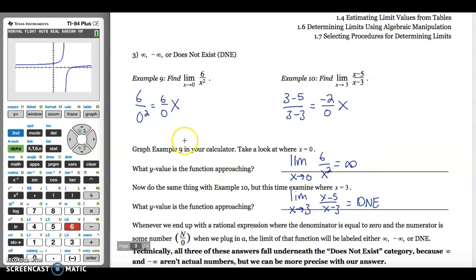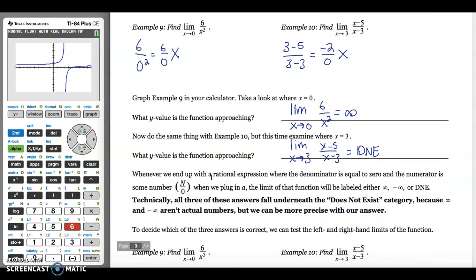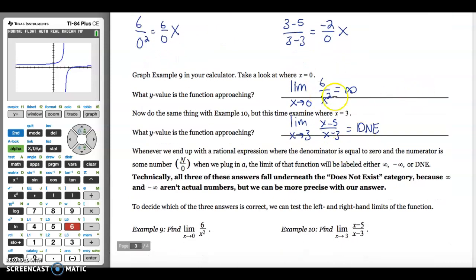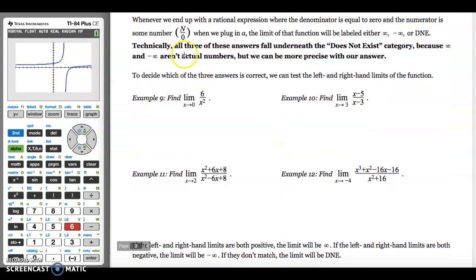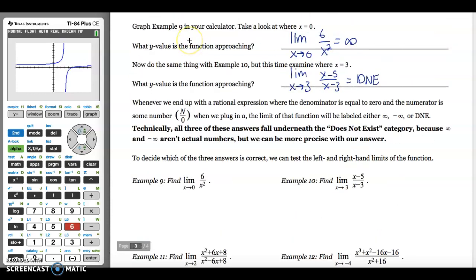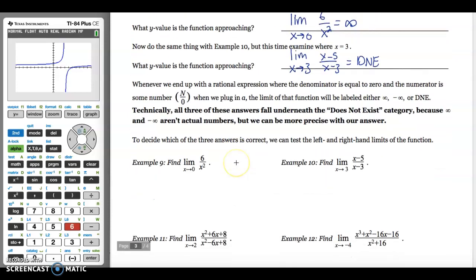Now, it's very nice that we have a graphing calculator to be able to determine these ones, but we have to be able to do these even if we don't have a calculator in front of us. And so I'm going to give you the tools for how to do this calculation without looking at a graphing calculator. Whenever we end up with a rational expression where the denominator is equal to 0 and the numerator is some number, so think of some number over 0, which is what we ended up having up here, right? 6 over 0 and negative 2 over 0.